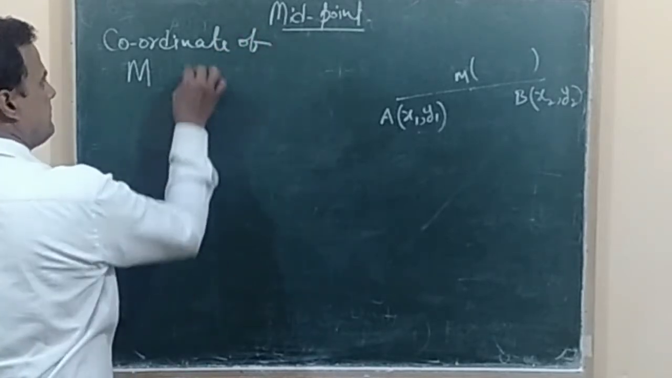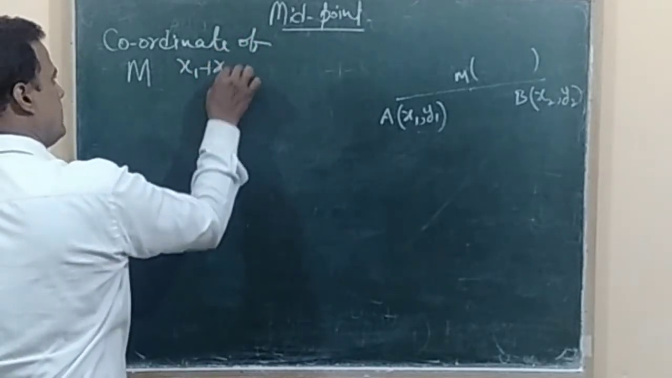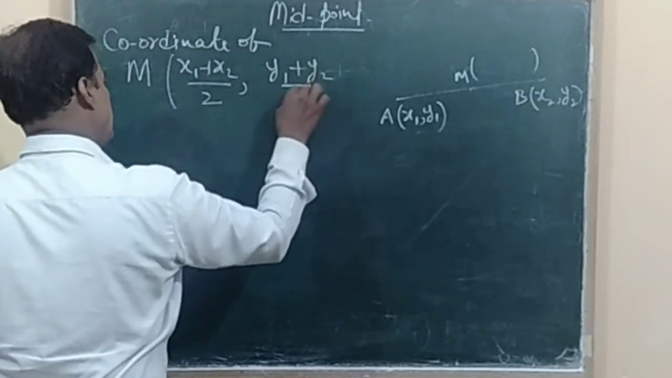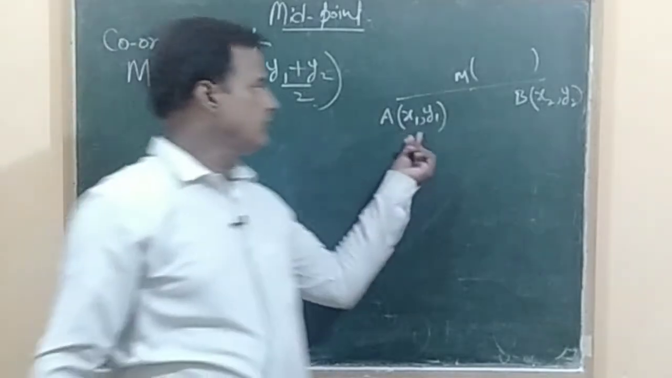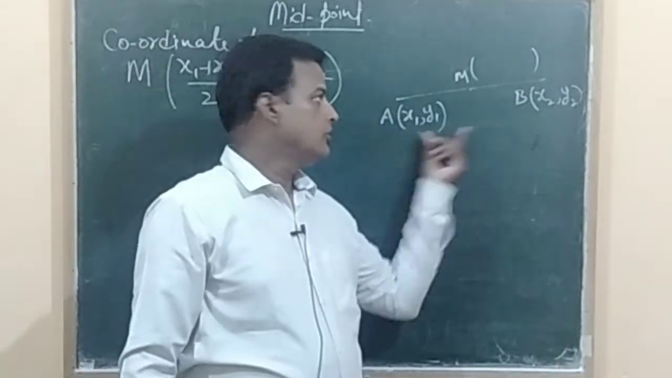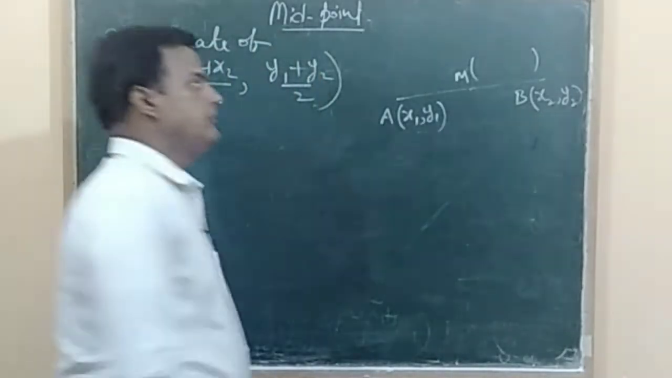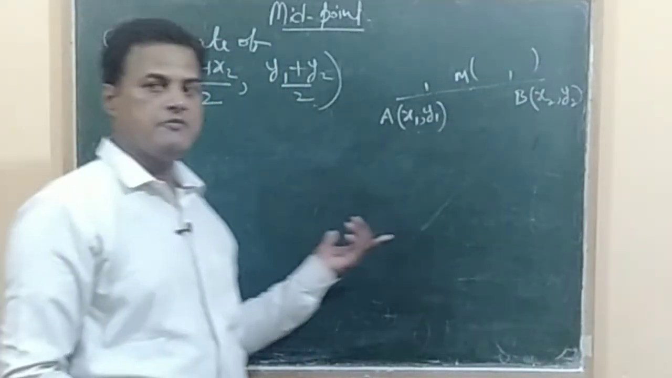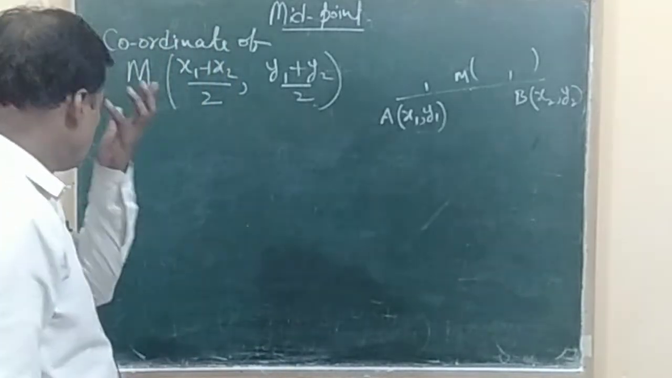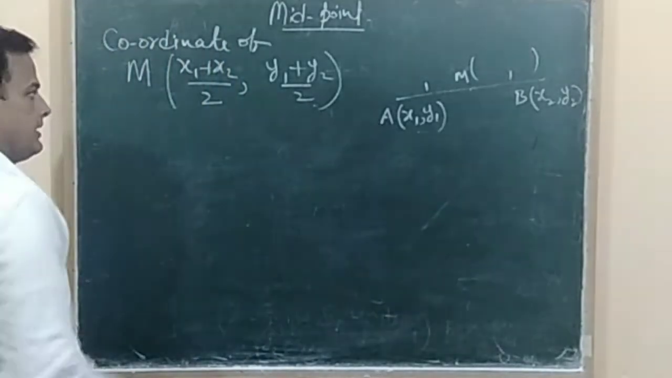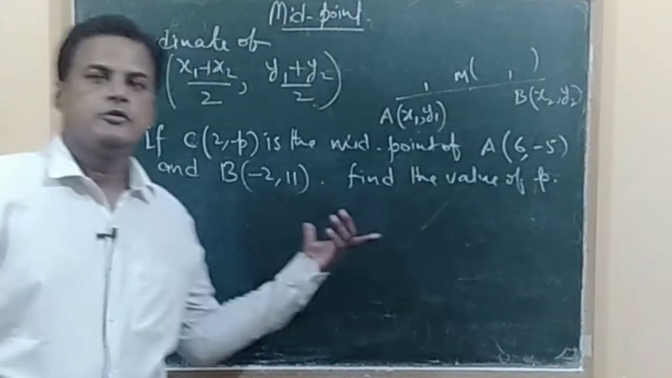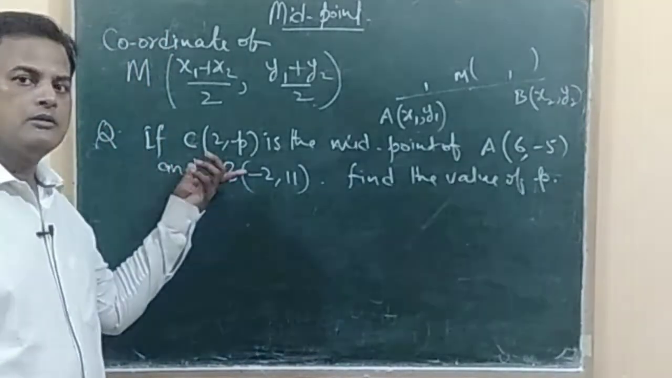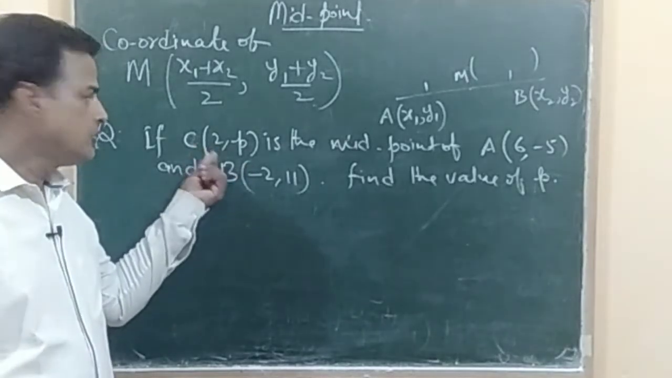कोऑर्डिनेट ऑफ M के कोऑर्डिनेट होंगे (x1 प्लस x2) बाई 2 और (y1 प्लस y2) बाई 2। तो मतलब इसका x1 और इसका x2, दोनों को ऐड करके 2 से डिवाइड करेंगे। मिड पॉइंट है तो ये 1:1 के रेशियो में डिवाइड करेगा और सेक्शन फार्मूले से इसको ड्राइव किया गया है। सेक्शन फार्मूला जब पढ़ाएंगे तो इसको हम ड्राइव करके बताएंगे। क्वेश्चन देखिए। So we have here a question: if C, whose coordinate is (2, p), is the midpoint of A and B.